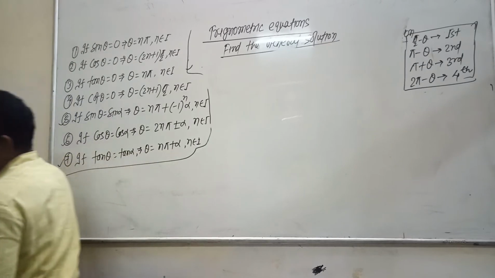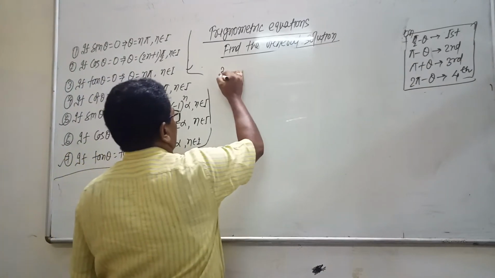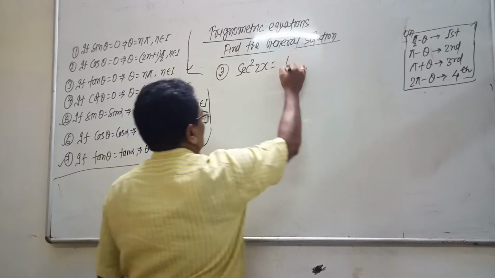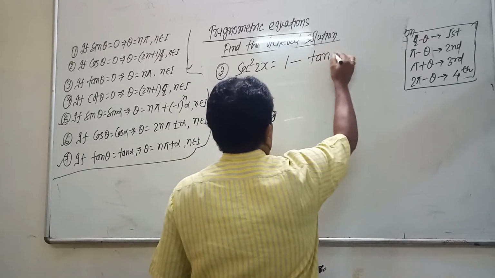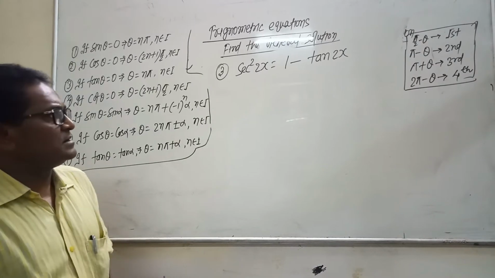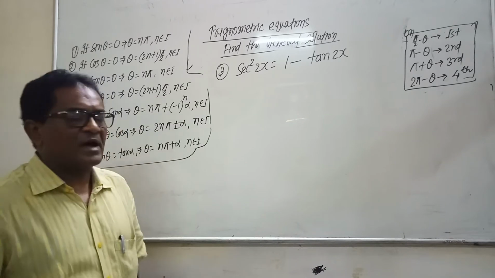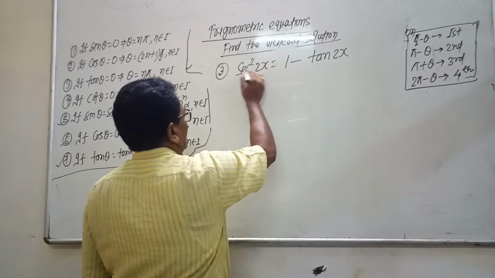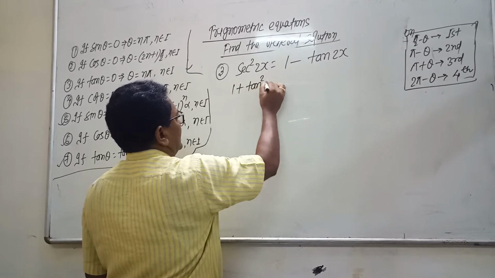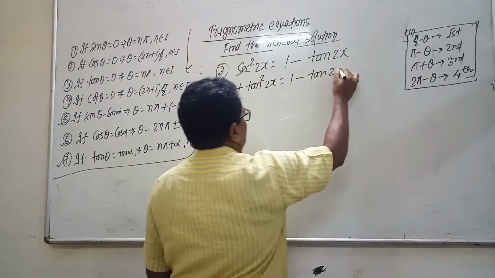Now see another question. sec squared 2x equals 1 minus tan 2x. Firstly we will expand sec in terms of tan. So sec squared theta is written as 1 plus tan squared theta. So sec squared 2x is written as 1 plus tan squared 2x equals 1 minus tan 2x.